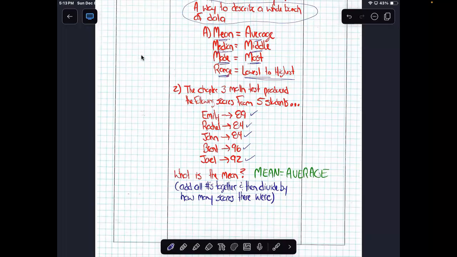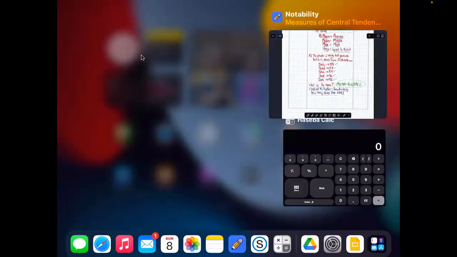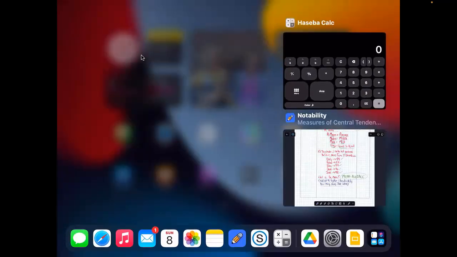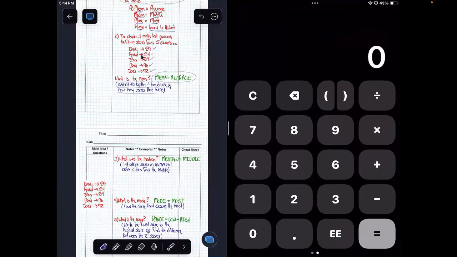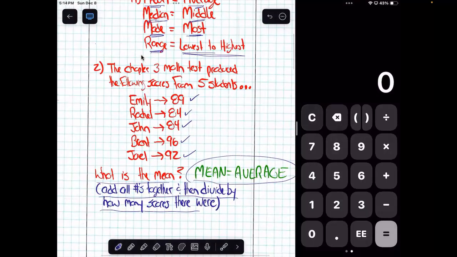First one we're going to do is find the mean. So the question is, what is the mean? And remember, you guys and gals, mean means the average. To find the average, you are going to add all the numbers together and then divide by how many scores there were. In order to do this, you actually may use a calculator. So I'm going to pull up my calculator and put it on my screen here so I can see both sets of data. So I am going to add up all of my scores. Again, add up all the scores and then divide by how many scores there were.